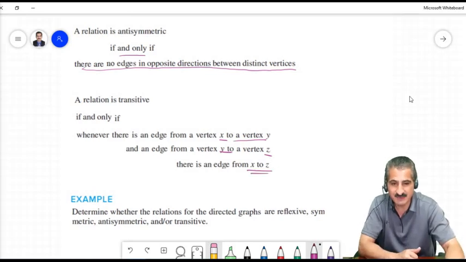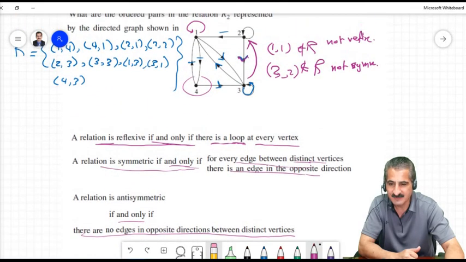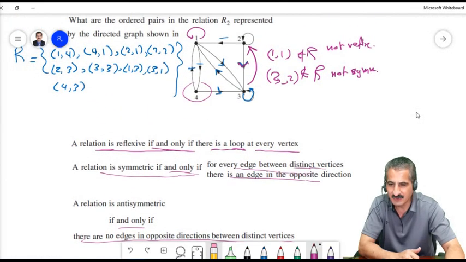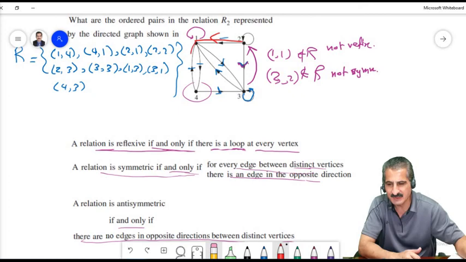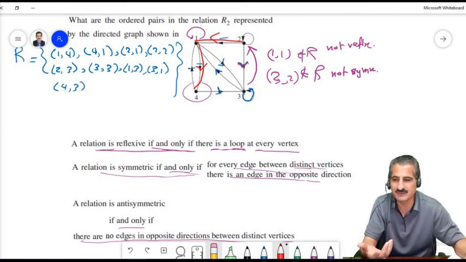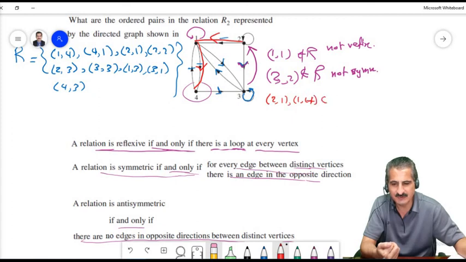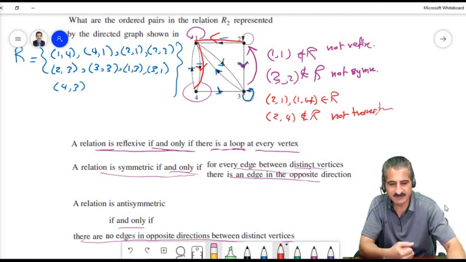What about the figure above? Is it transitive? Can we find, here we go, see 2 is going to 1, and 1 is going to 4, but there's no arrow that goes from 2 to 4. So 2 is related to 1, and 1 is related to 4. This belongs to R, but 2 is not related to 4. So it is not transitive. So we can find that from the directed graph.